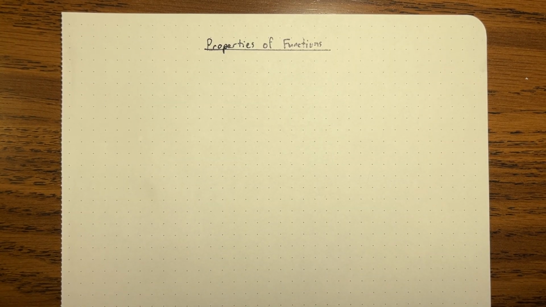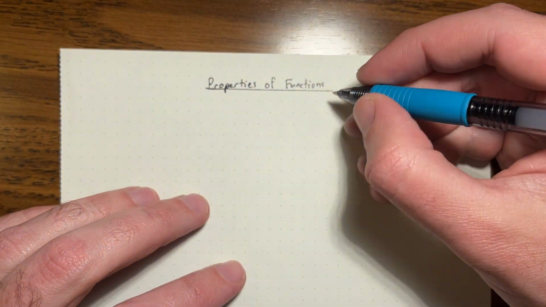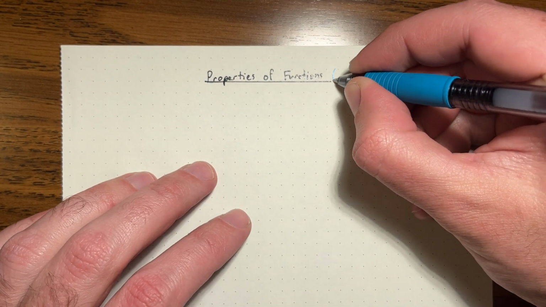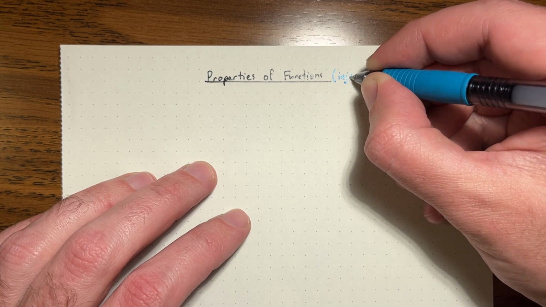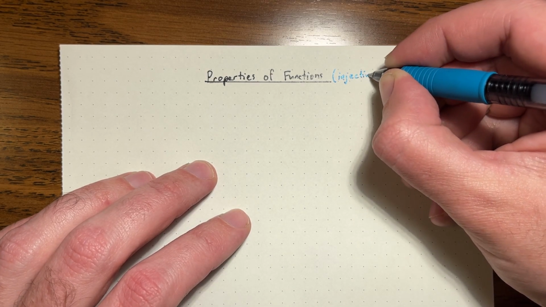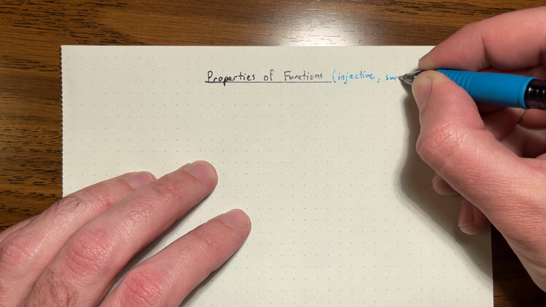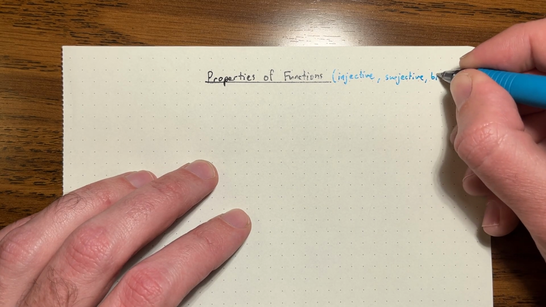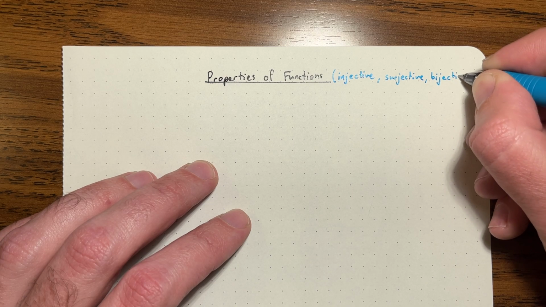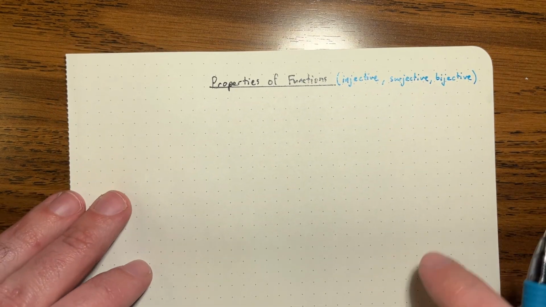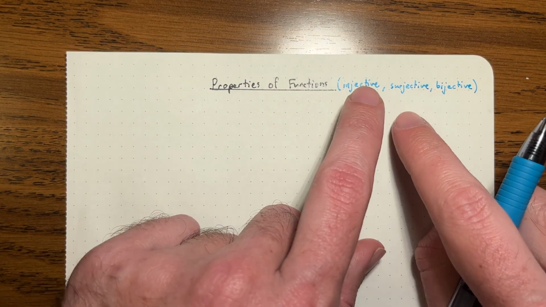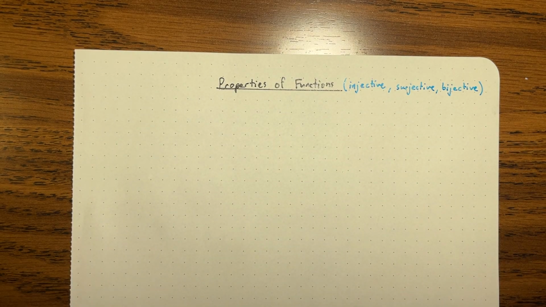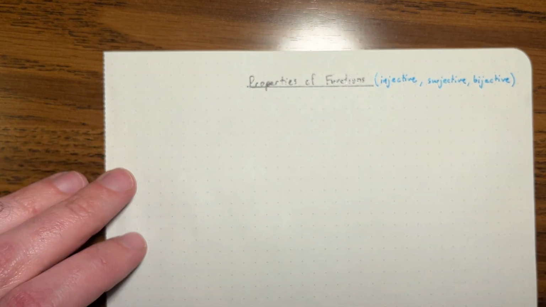In this lecture, we're going to discuss some typical properties that a function can have. And in particular, we're going to look at three properties. A function can be injective, or it can be surjective, or bijective. Bijective essentially just means it's both injective and surjective. So let's start with these two.